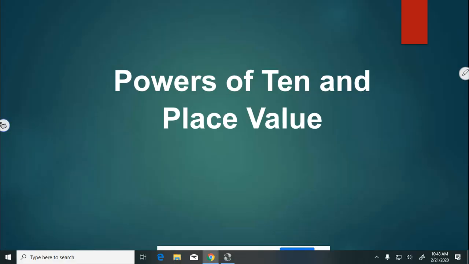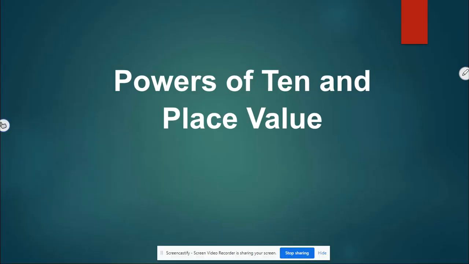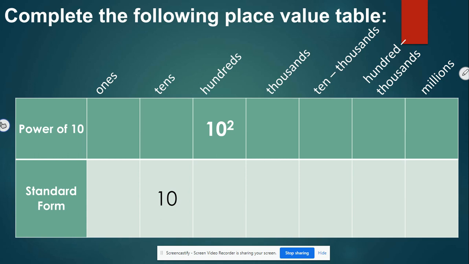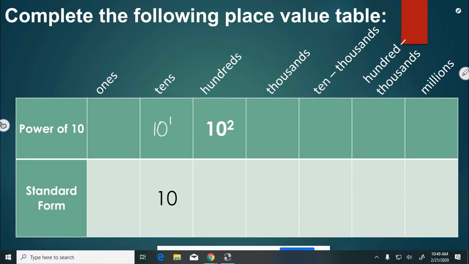Hey guys, today we're looking at powers of 10 and place value. Complete the following place value table. All right, so in the top row, we want to have all the powers of 10. So let's build on that 10 squared that represents 100. So if 10 squared is 100, then 10 to the first is tens, 10 to the 0 is ones.